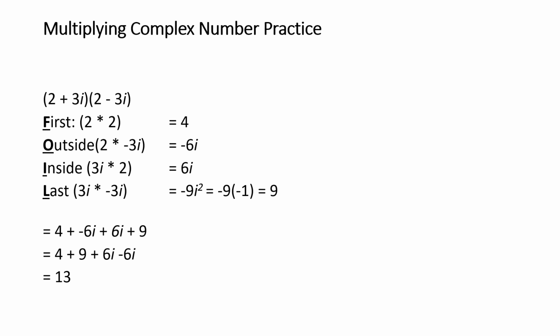Let's go through one more here. We'll use another FOIL binomial multiplication: 2 plus 3i times 2 minus 3i. And this is going to be important; we're going to do this in coming days. If you recognize this, the first component of each binomial is the same, and the second component of each binomial is the same. There's a plus and minus. This is a difference of squares.